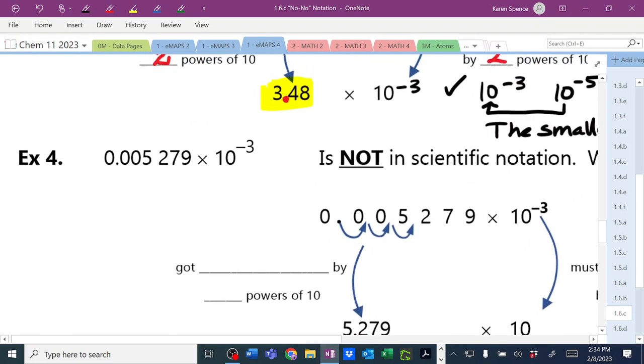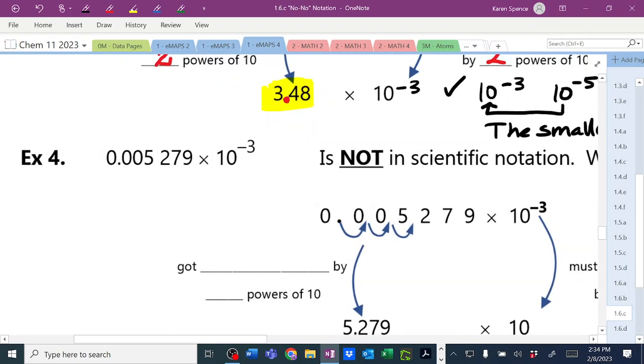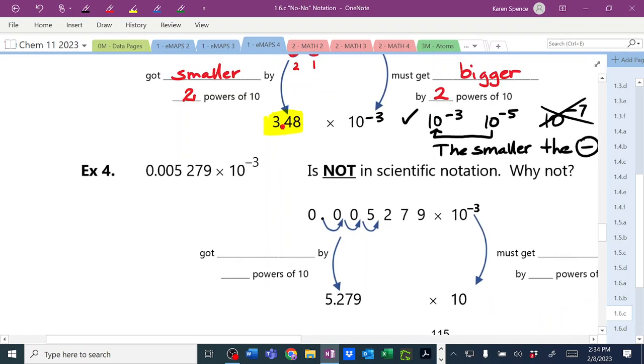Example number 4. 0.005279 times 10 to the negative 3. What is wrong with that makes it not scientific notation? Yes. There's a 0 in front of the decimal. Cannot have a 0 in front of the decimal. It must be a non-zero in front of the decimal. So we need to move that decimal how many places? 1, 2, 3 places.